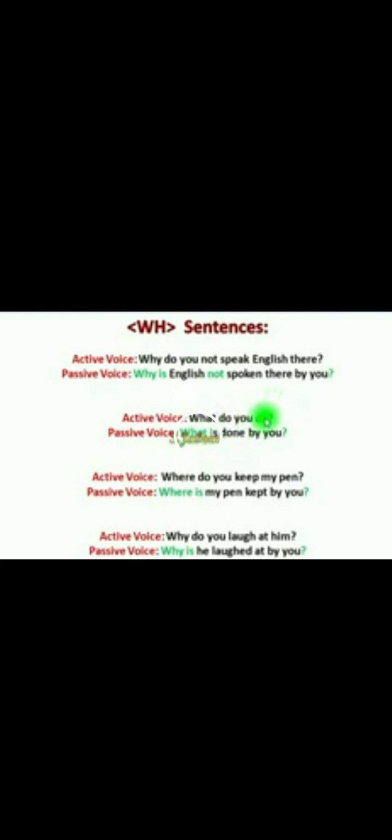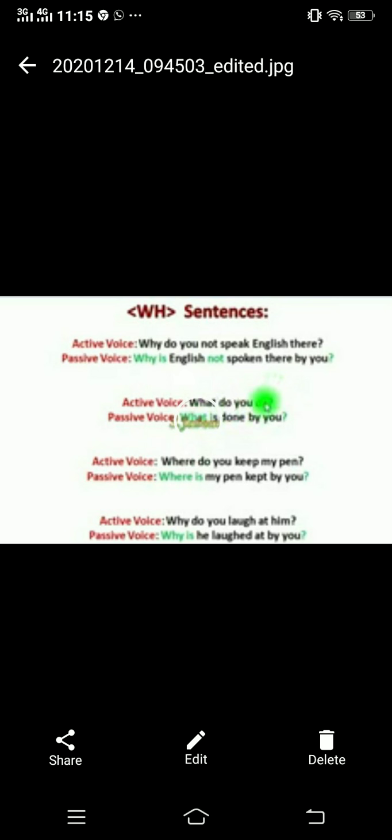Is that clear? So students, today we discussed the present indefinite tense in active voice, and after that you have to practice active and passive voice tenses of present indefinite.